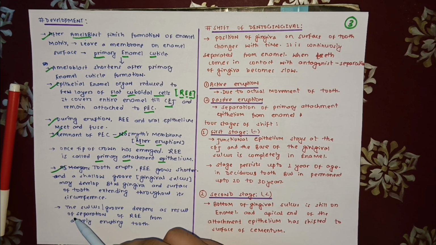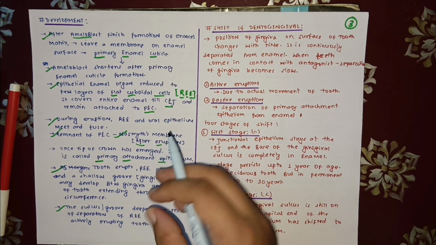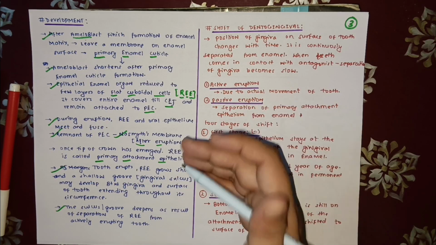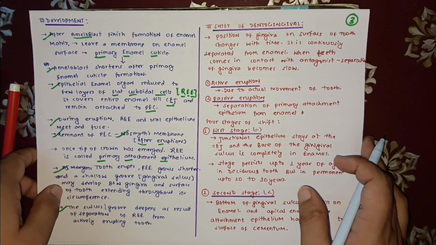I will show you a picture to make it clearer. In the next stage, the sulcus or the groove deepens as a result of the separation of the reduced enamel epithelium from the actively erupting tooth. Now I will show you the pictures.